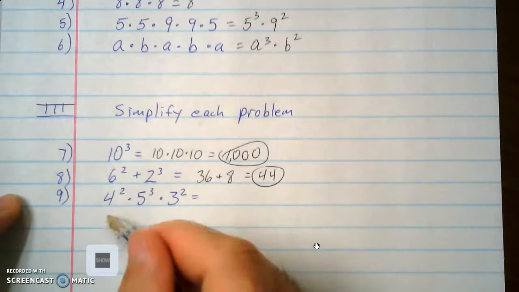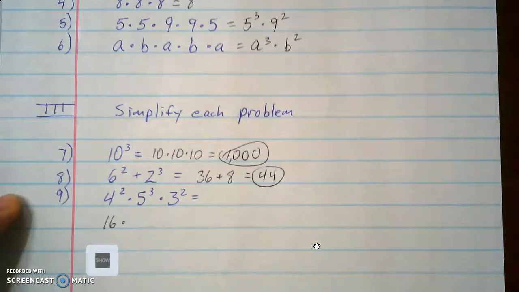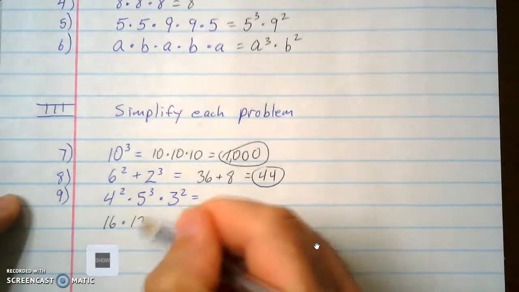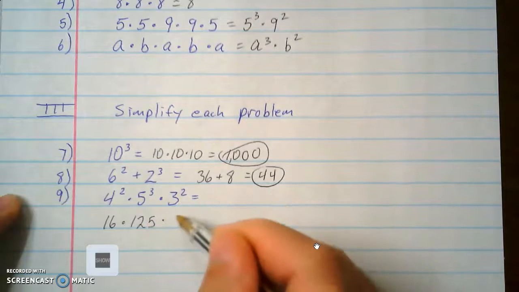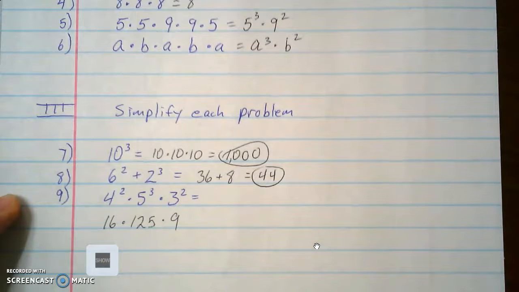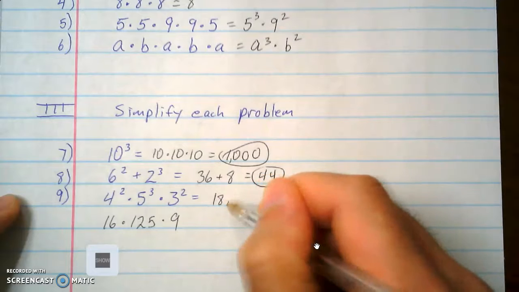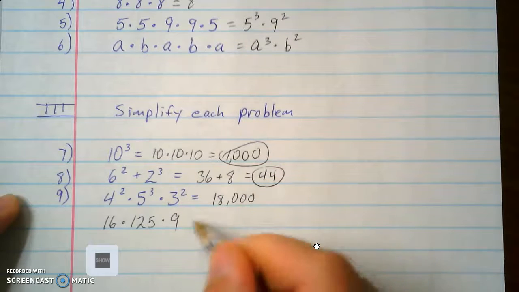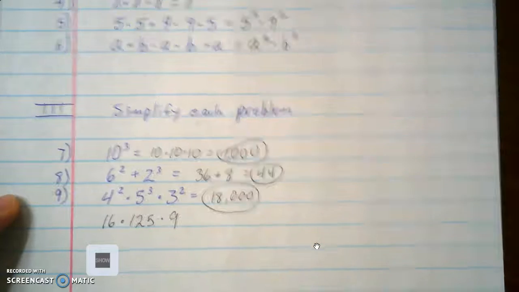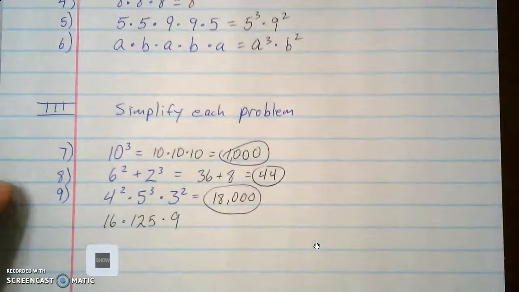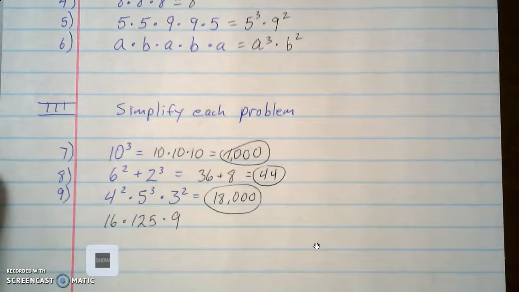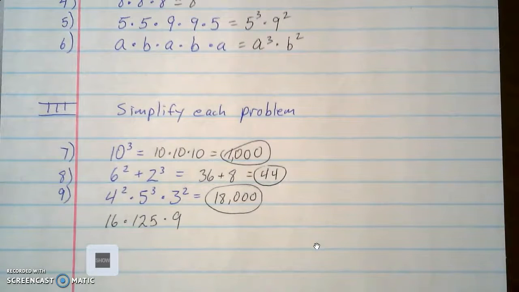Now number 9, you get a big answer out of this. 4 squared, that's 16. 5 to the 3rd power, 125. 3 squared is 9. And if I multiply all that out, I get 18,000. Okay, I already had that worked out at one. I didn't just do mental math there. Just wanted to explain.